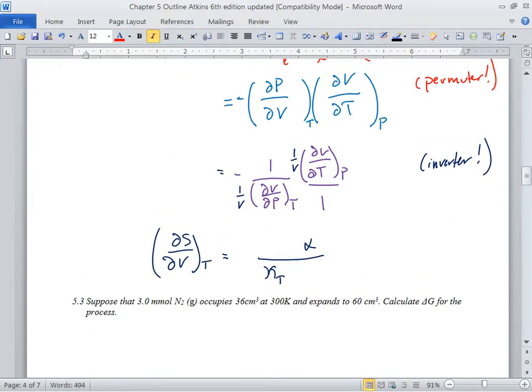Suppose that 3 millimoles of nitrogen occupies 36 cubic centimeters at 300 Kelvin and expands to 60 cubic centimeters. Find delta G. Didn't we just do this kind of thing on the concept previews? Because you want to know delta G in terms of... isn't it just nRT ln of V2 over V1? Yeah, it's pretty much one of these, right?